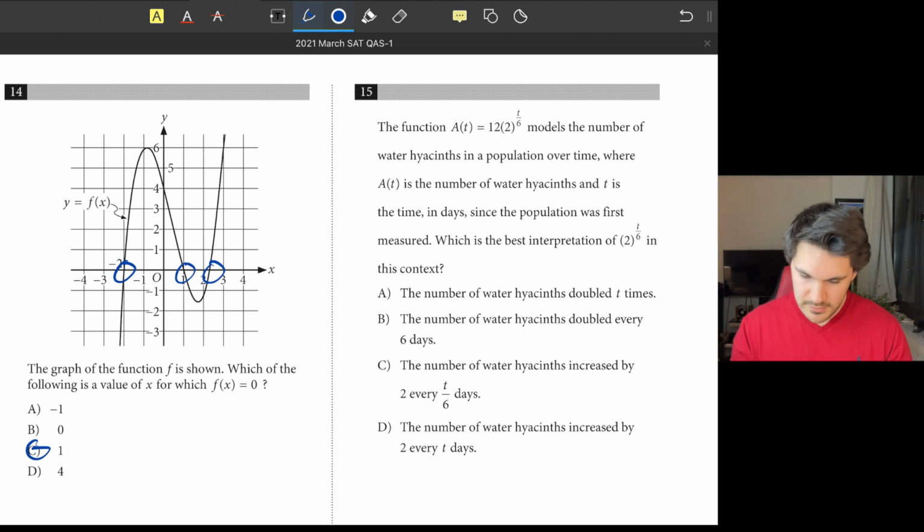Number 15, the function A of t equals 12 times 2 to the t over 6 power models the number of water hyacinths, maybe, in a population over time where A of t is the number of water hyacinths and t is the time in days since the population was first measured.